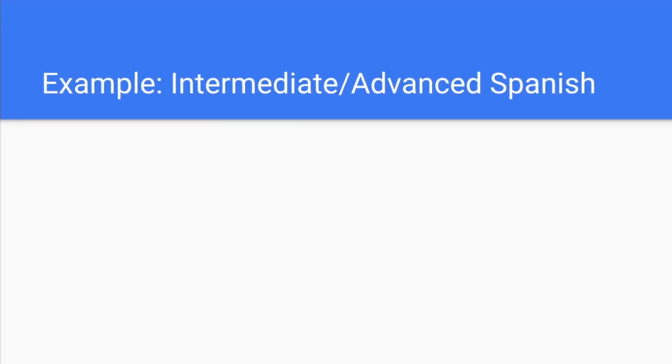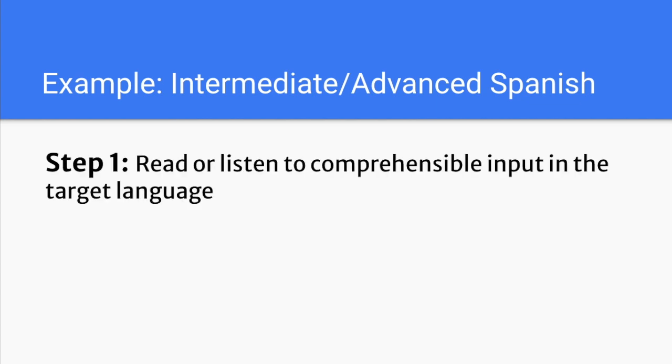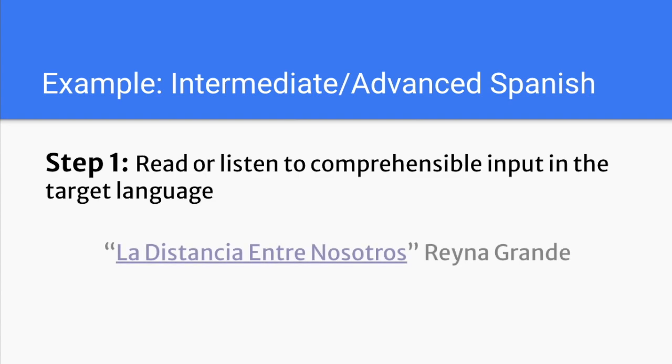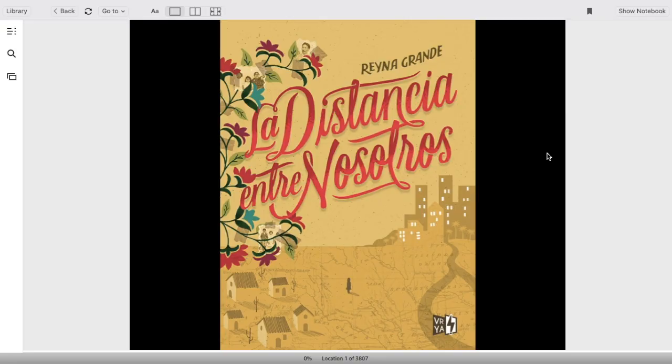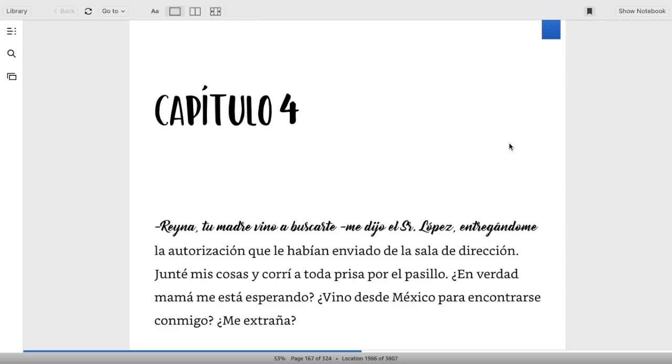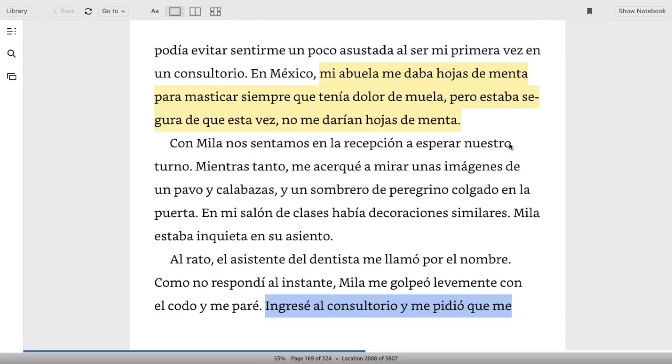Let's take a look at an intermediate or advanced Spanish example. So step 1 is to choose the comprehensible input. For this example, we'll be using a book called La Distancia Entre Nosotros. Here's what the cover of the book looks like, just so you know. And I'm currently in the second part of the book in chapter 4. And highlighted in blue, this is the phrase that I'm going to extract.